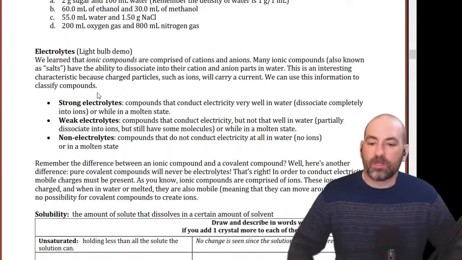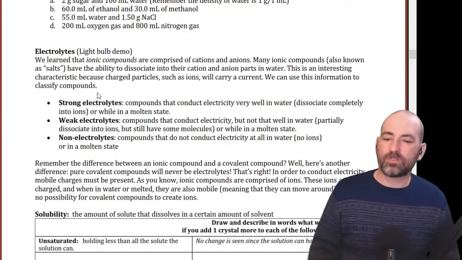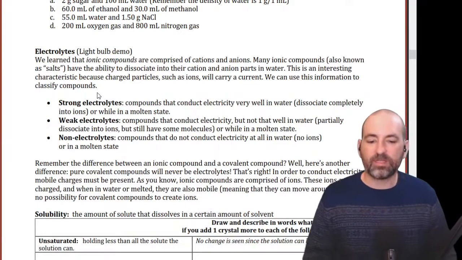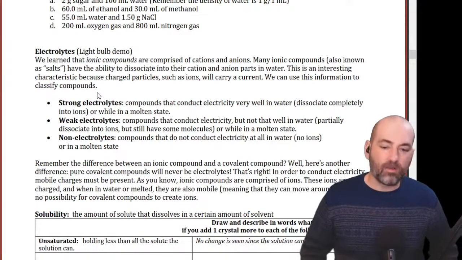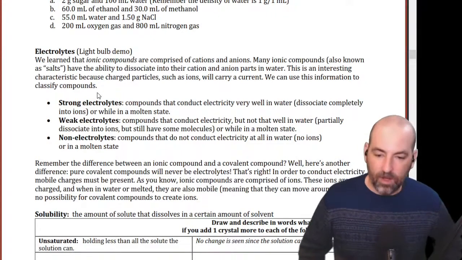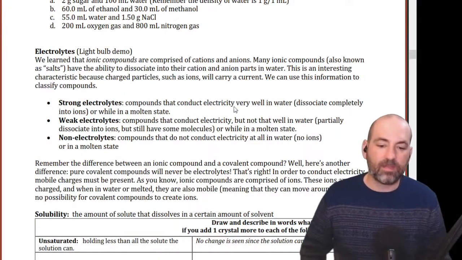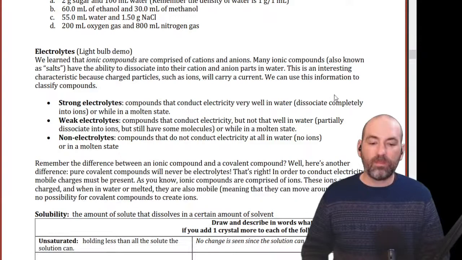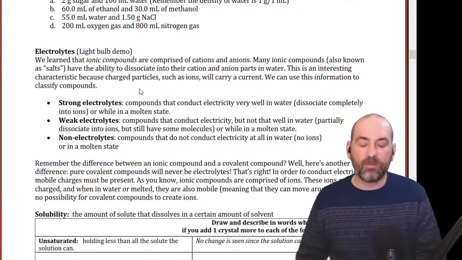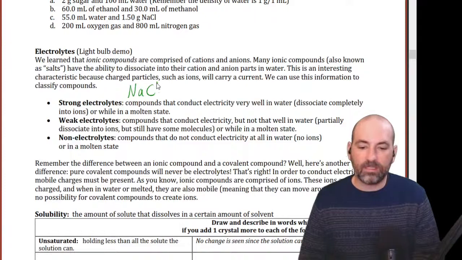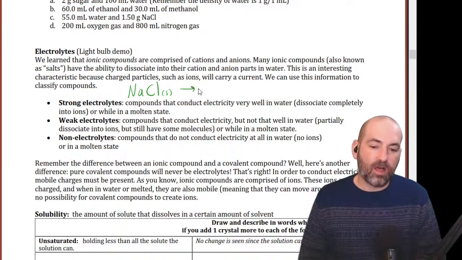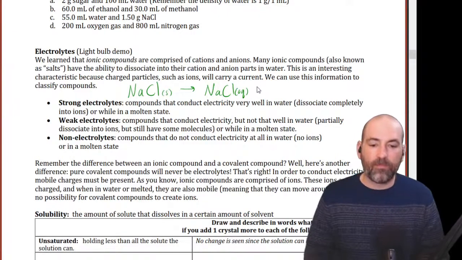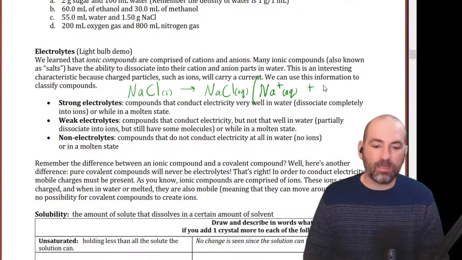Electrolytes. You may have heard this term before. It's usually associated with things like sports drinks. What are electrolytes? Well, electrolytes are compounds that dissolve in water and make it conduct electricity very well. So a strong electrolyte is a compound that conducts electricity very well in water, which means often that it dissociates completely into ions. So if you have sodium chloride, NaCl, as a solid, and you dissolve it in water to get sodium chloride aqueous solution, what that really is, is totally separately dissolved sodium ions and chloride ions.